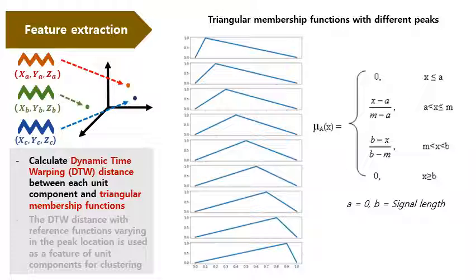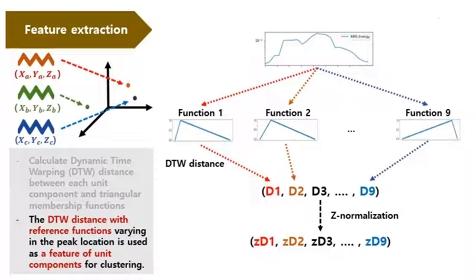9 reference triangular membership functions that vary in the location of peaks. The triangular membership functions have the same length as each unit signal component. After calculating the dynamic time warping distance with reference functions, we normalized the distance by z-normalization to control the effects of the variation in the length among unit signal components.